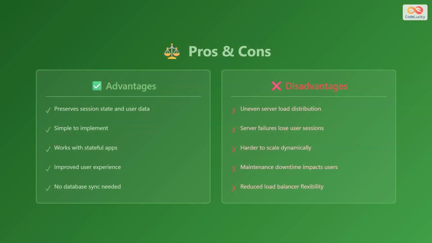Session Affinity has significant advantages. It preserves session state and user data, improving the user experience. It's simple to implement and works seamlessly with stateful applications. You don't need database synchronization across servers. However, there are trade-offs. Load distribution becomes uneven if certain users generate more traffic. If a server fails, that user's session is lost. Dynamic scaling becomes harder because adding servers disrupts affinity. Server maintenance causes downtime for affected users.